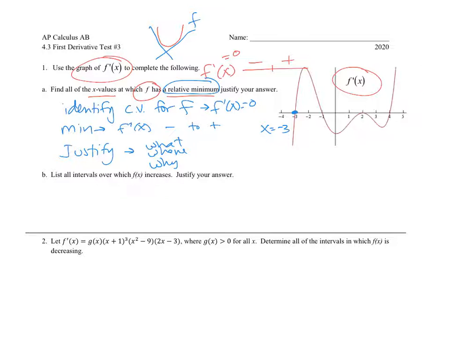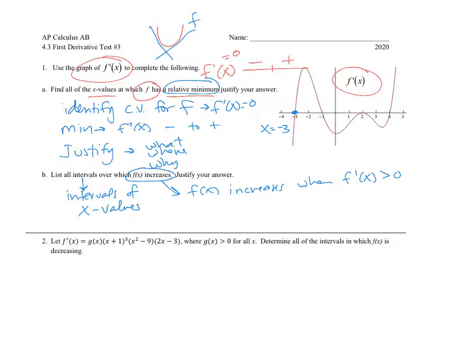All right, B says list all the intervals, and those are intervals of x values. Anytime it's asking for an interval, you're always stating x values, and you can use inequality notation or interval notation with parentheses. You will see that my answer keys typically use interval notation. Okay, where f of x increases. We talked about the fact that f of x increases when f prime of x, the slopes of the tangent lines, are positive. And so I'm going to use this key idea. I'm going to use the graph of f prime to help me answer that question.